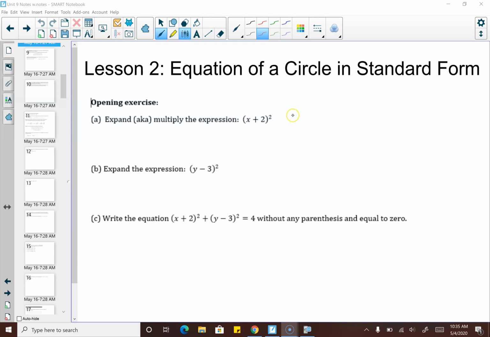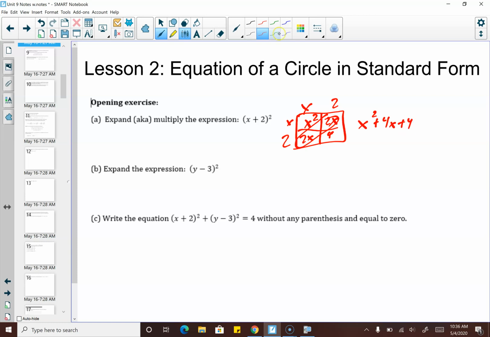So depending on what building you were in last year, depends on how you know how to do this. If you were in the high school, you probably did it like this. So x times x was x squared, x times 2 was 2x, x times 2 was 2x, and then 2 times 2 was 4. And then you had your like terms here, and you got x squared plus 4x plus 4.